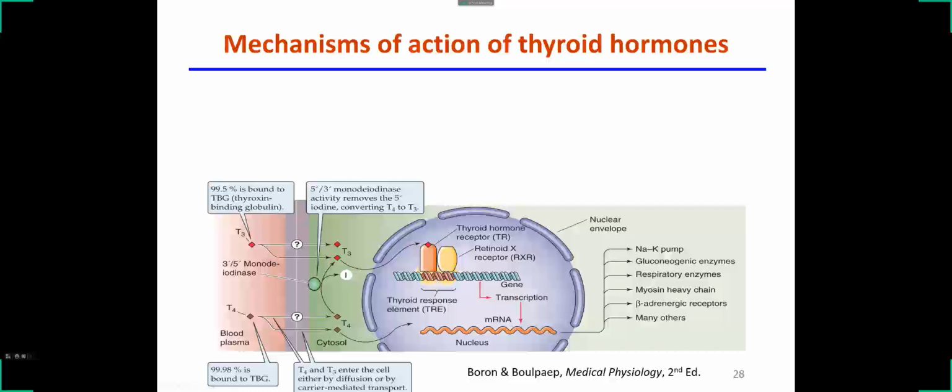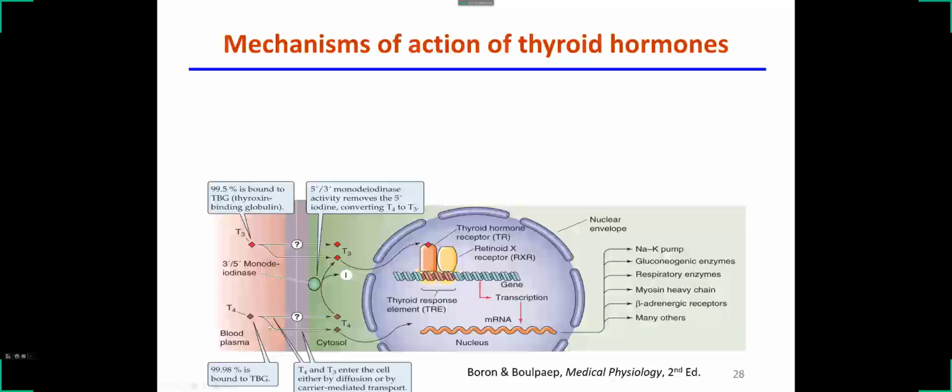Importantly, these TR-RXR heterodimers are the most transcriptionally active form of the thyroid receptor transcription factor. Typically, you'll have TR-RXR binding here as a complex to this thyroid response element.